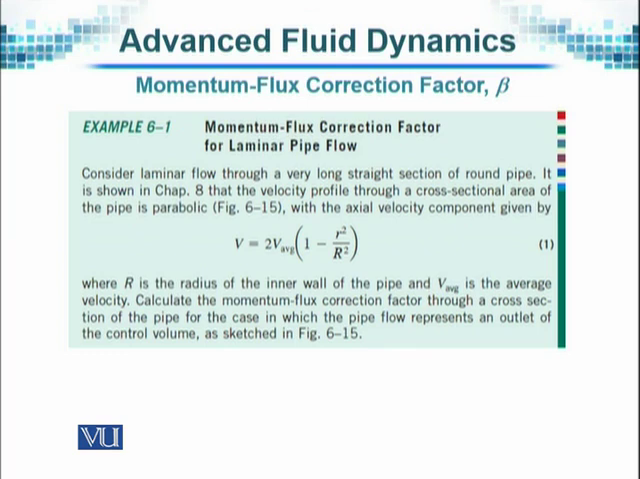When they mention laminar flow, it is obvious that beta is not going to be equal to 1 or close to 1. It will be slightly different, since the flow is developed and laminar, not turbulent. Consider laminar flow through a very long straight section. Obviously, it needs time and distance for the flow to develop and take its final shape, and this takes place in the cross section of a round pipe.